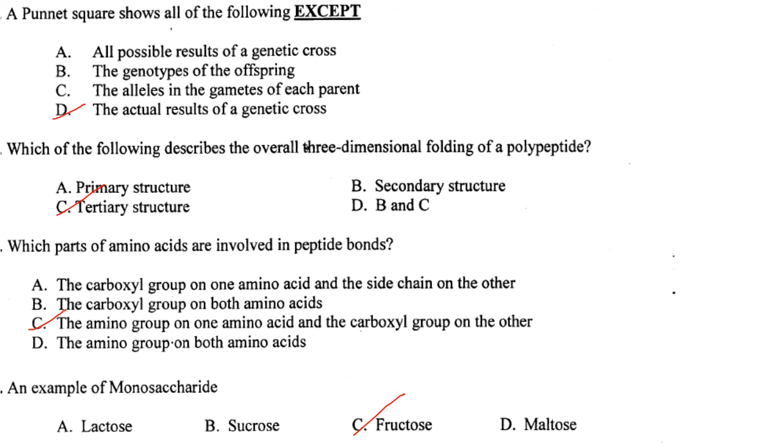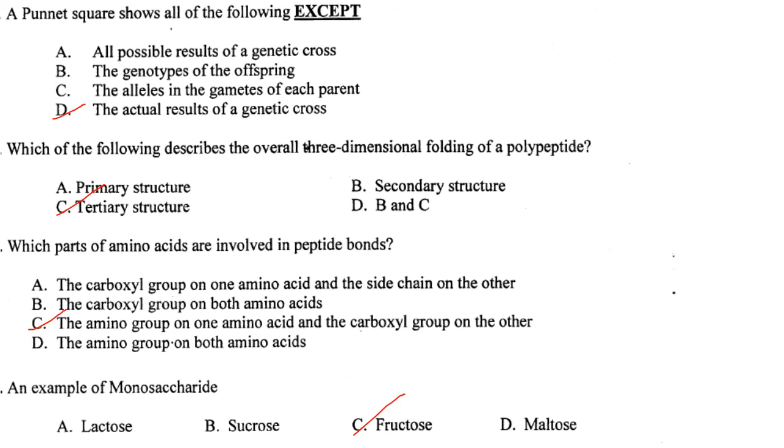Then, which of the following describes the overall three-dimensional folding of a polypeptide? It is the tertiary structure that describes the three-dimensional folding of a polypeptide. So answer is option C. Which part of amino acids are involved in the peptide bond? The amino group of one amino acid with the carboxyl group of the other are involved in peptide bond formation. So answer is option C.